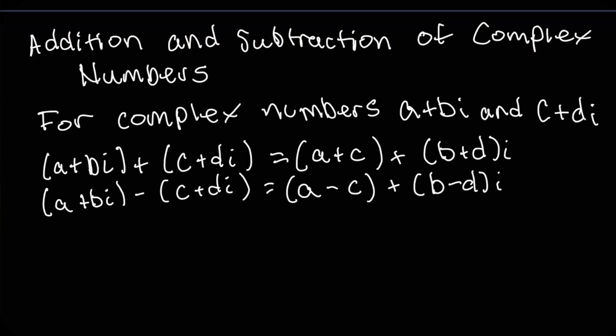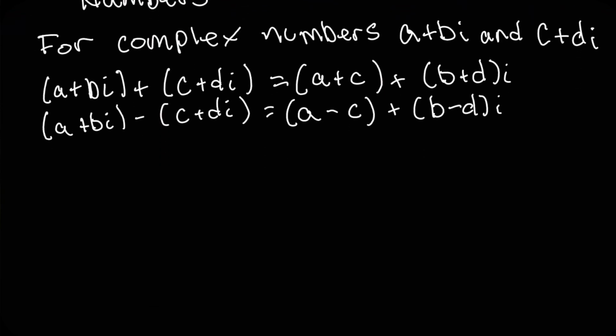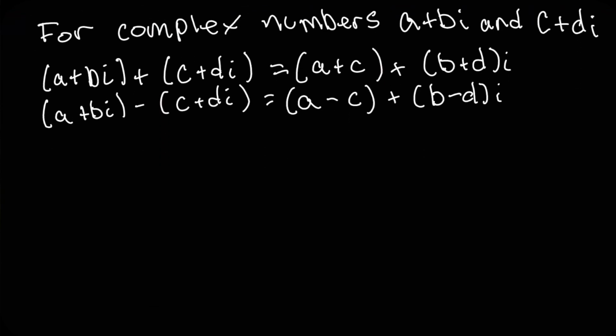All right, so addition and subtraction of complex numbers. For complex numbers a plus bi and c plus di, we have these properties here. So a plus bi plus c plus di is going to be equal to a plus c plus b plus d, and then outside of our parentheses is going to be our i. And a plus bi minus c plus di is going to be equal to a minus c plus b minus d, and then again our i outside of our parentheses.